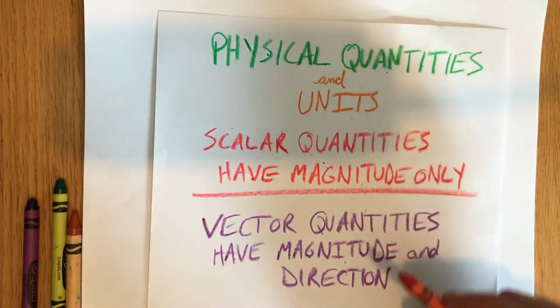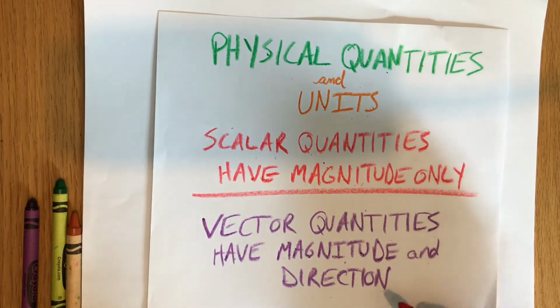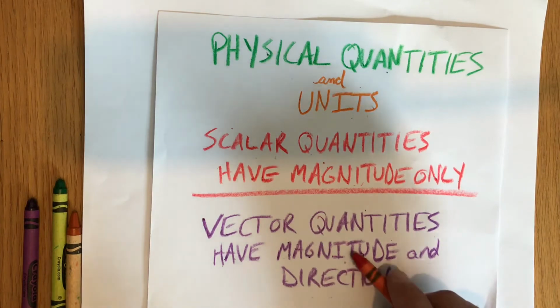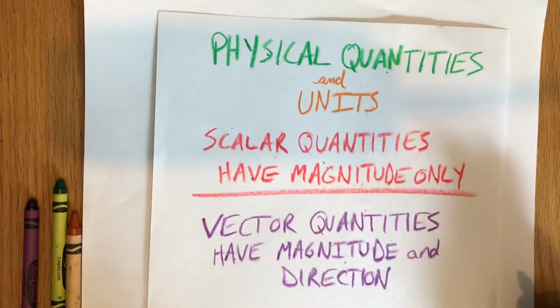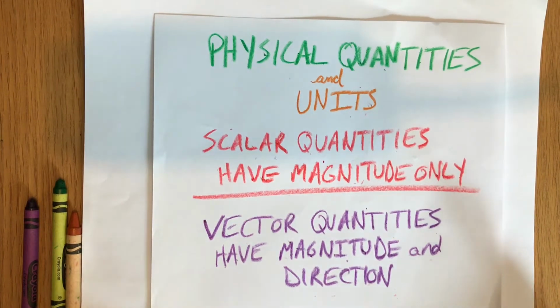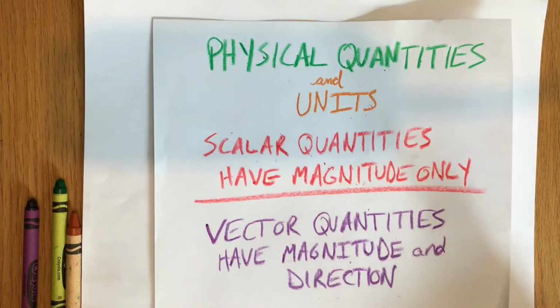Some quantities will also have a direction associated with them. For certain quantities, it's important to make sense of what direction they're pointed in. And we call those quantities that have magnitude and direction vector quantities. Let's look at some examples of scalar quantities and vector quantities in the branch of physics known as mechanics.